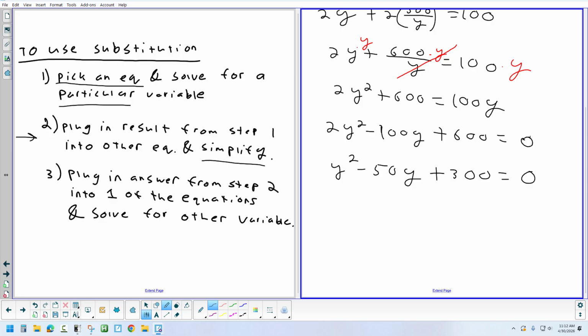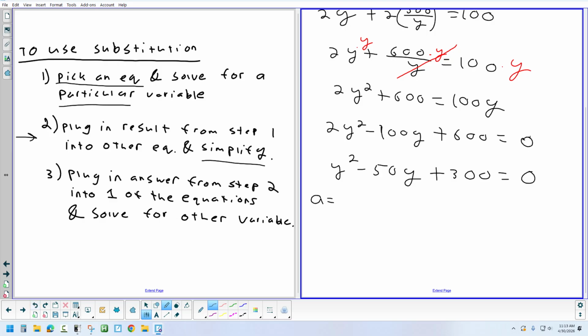Now, two numbers that multiply to give you 300 and add or subtract to give you 50. I don't think we're going to find nice answers for that. If you think of things that multiply to give you 300, you've got like 10 and 30, but that doesn't add up to 50. If you try 60 and 5, 60 times 5 is 300, but that adds up to 65. So I'm not sure we're going to be able to get something that adds up to 50. So let's just do the quadratic formula.